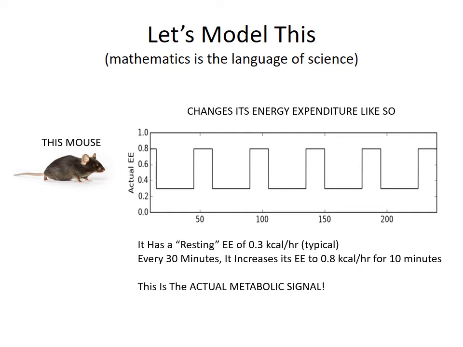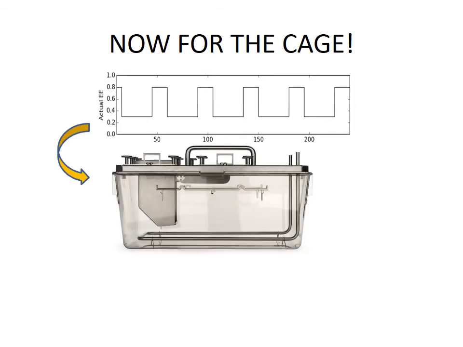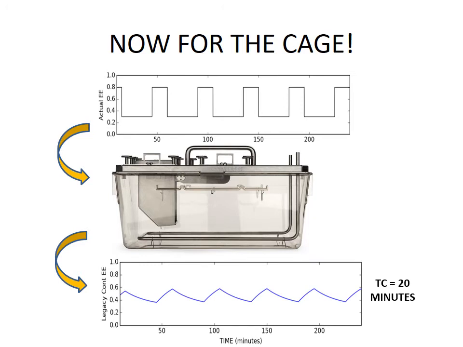So now this is the actual metabolic signal, and real mice are capable of changing their metabolic rates almost as rapidly as they do in this mathematical model. Now let's look at what the cage does to this signal. Here's the actual signal. Goes into the cage, and what comes out of the cage is this.